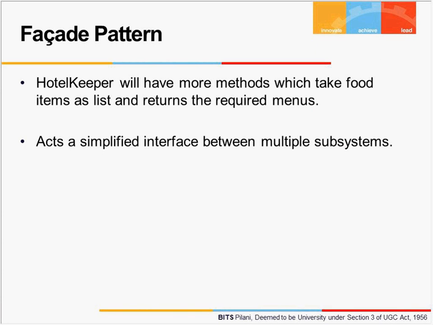So the hotel keeper has methods which take the food items as a list and return the required menus to the customer. Hence the hotel keeper in this case acts as a simplified interface between multiple subsystems, prevents the user from accessing each subsystem individually, and provides a unified interface.